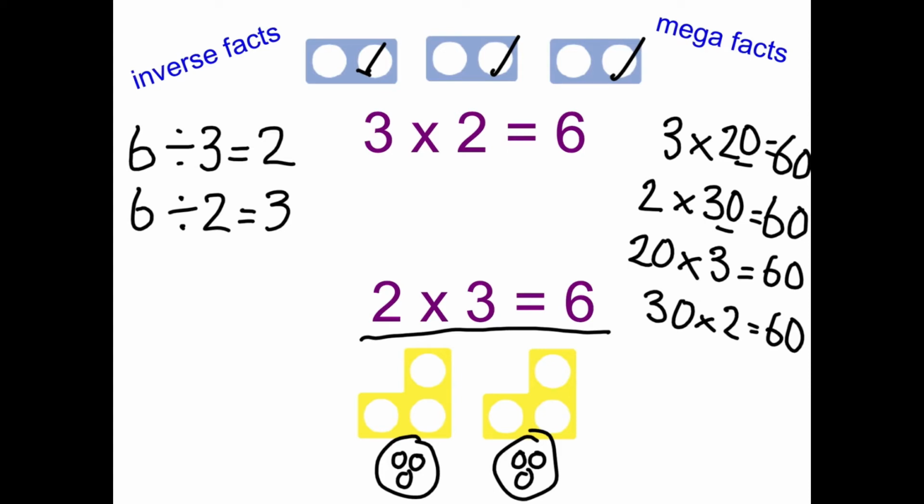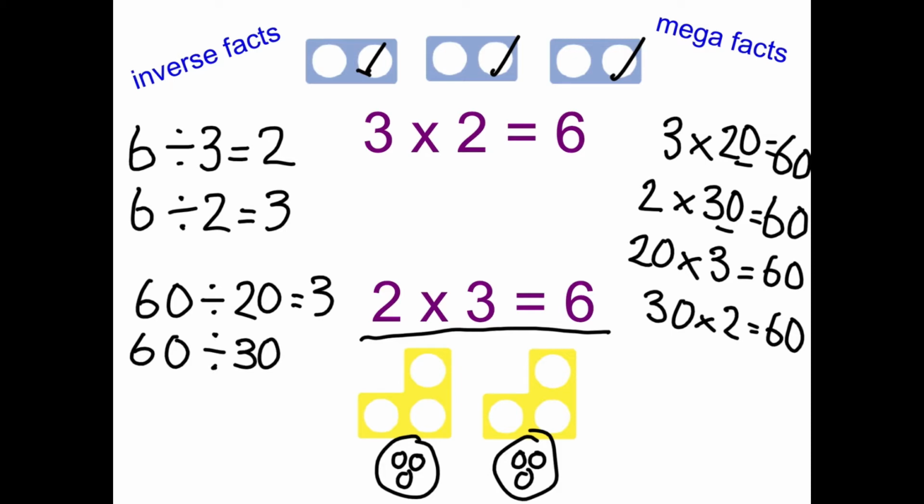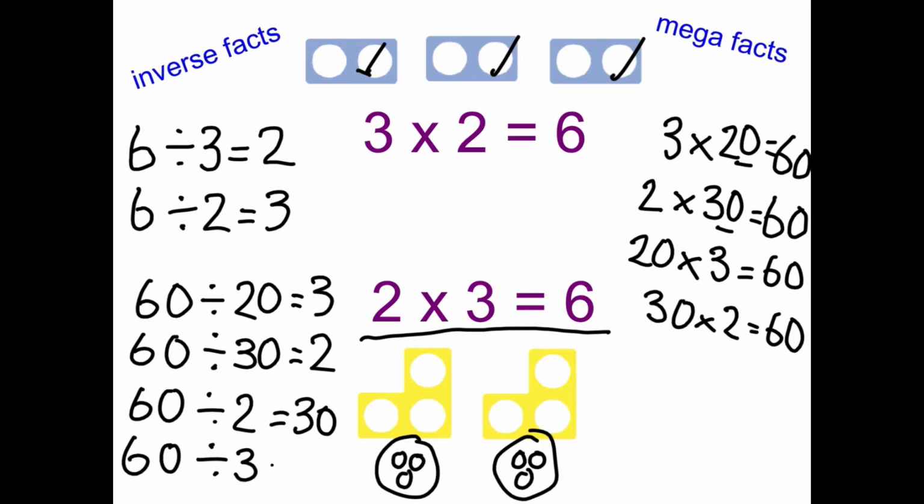And you could then have a go at doing the inverse. So if you've got 60, you're going to divide it into 20's. How many 20's are in 60? Well, 3 20's. Or you could do how many 30's are in 60? There are 2 30's. Or you could chop 60 up into tiny little bits. How many 2's are in 60? Or how many 3's are in 60?